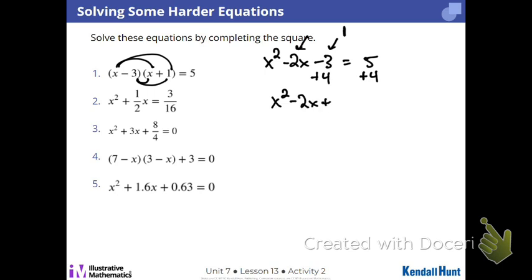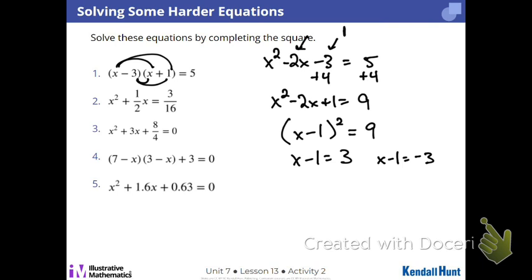And I'm going to look like this. And the reason we did that is now -1 plus -1, -1 times -1, I can factor to x minus 1 squared equals 9. Now we have completed that square. We have a perfect square. And the reason we want this is x minus 1 can equal 3, and x minus 1 can equal -3. Which gets us our 2 answers for a quadratic. 4 and -2.